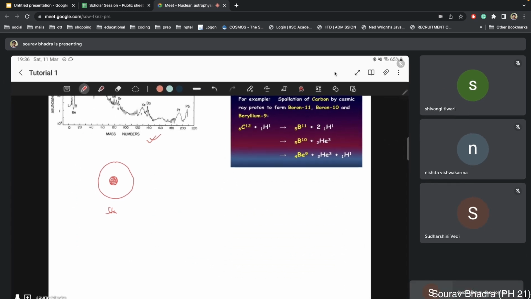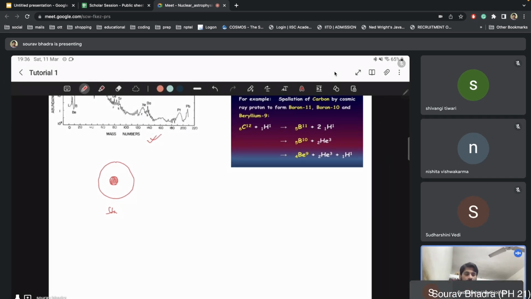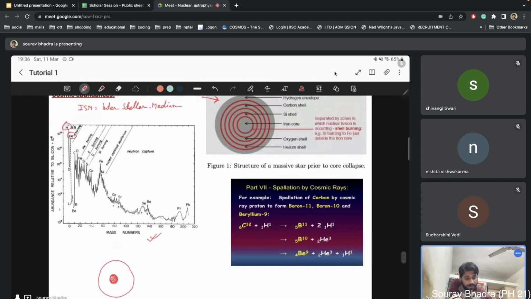And iron is the stable element because it has the highest binding energy. So at first this core will be an iron core. Okay, so in this figure you can see this core which is written here is the iron core.